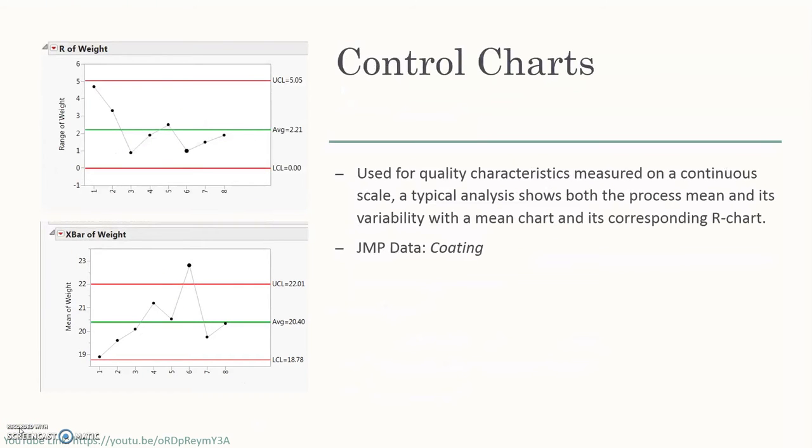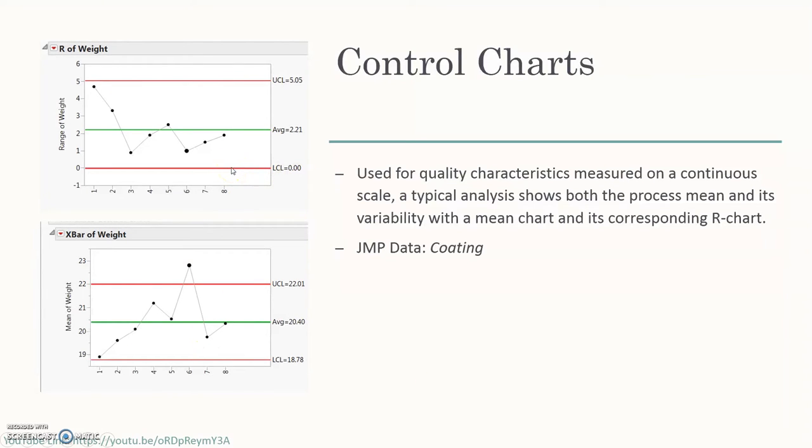Next is control charts. We talked a lot about these in presentation 4, but here are some of the basics. There are many types of control charts in JMP, but the main ones that we focused on in this class were the X-bar and the R charts, or the mean and range charts. They're used for quality characteristics measured on a continuous scale. A typical analysis shows both the process mean and its variability with the mean chart and its corresponding R chart.